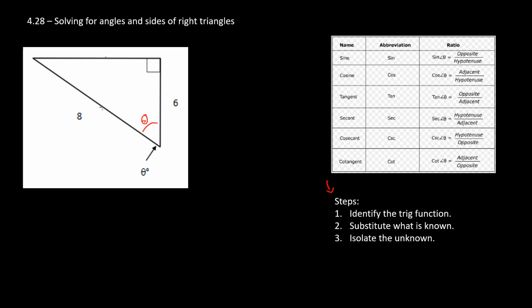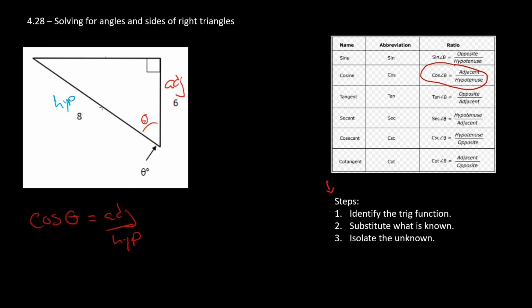No worries. And our sides here, well, in relation to this theta, this 6 would be our adjacent. And this long value here of 8 would be our hypotenuse. Again, he's always opposite of the 90-degree angle, our hypotenuse. So let's identify the trig function. So we've got adjacent and hypotenuse. I come over here, oh look, check it out. Adjacent and hypotenuse is cosine. So what we're going to say here is cosine theta is equal to adjacent over hypotenuse.